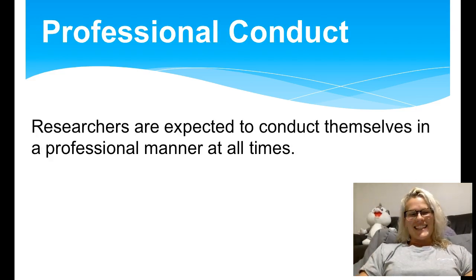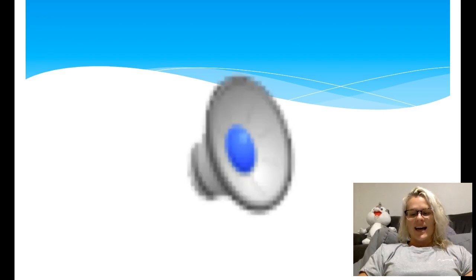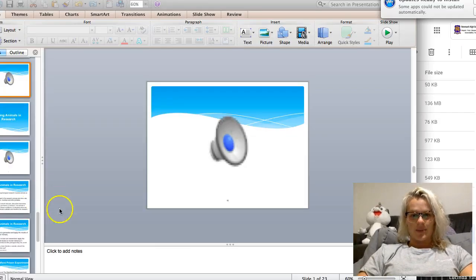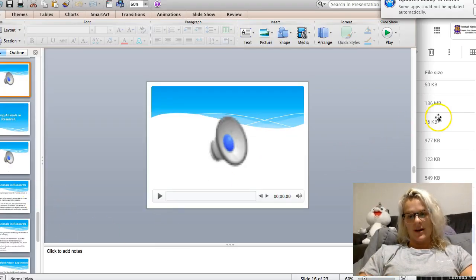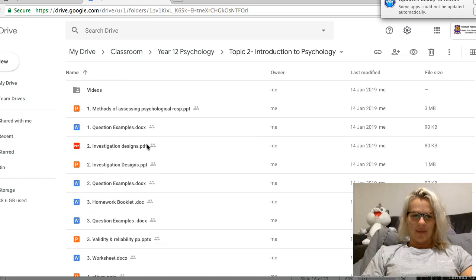And the last one is professional conduct. Researchers are expected to conduct themselves in a professional manner at all times. An example of an experiment that was not conducted professionally is the Stanford Prison Experiment. So you'll have a chance to have a look at it after. We did it in class, but basically Zimbardo did not act professionally.